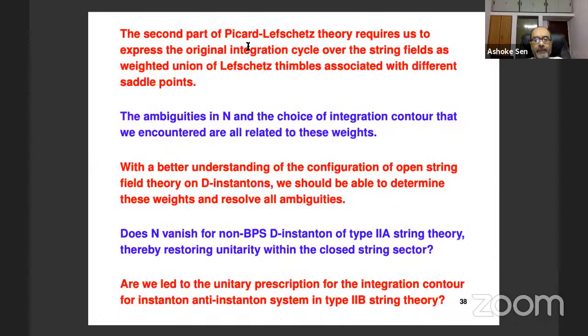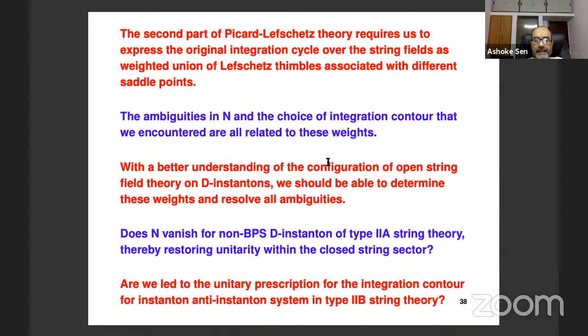So the second part of the Picard-Lefschetz theory requires us to express the original integration cycle over the string fields as a weighted union of these Lefschetz thimbles. And of course, there are different Lefschetz thimbles associated with different saddle points. The ambiguities that we mentioned, the ambiguity in n, whether n is real or complex or zero, and the choice of integration contour, whether to use the Lorentzian prescription or the unitary prescription, can all be traced to the choice of these weights.